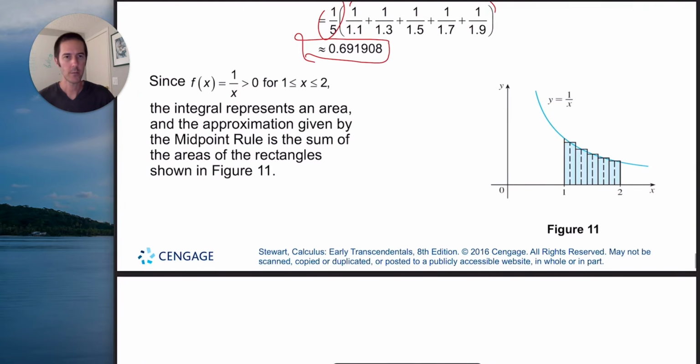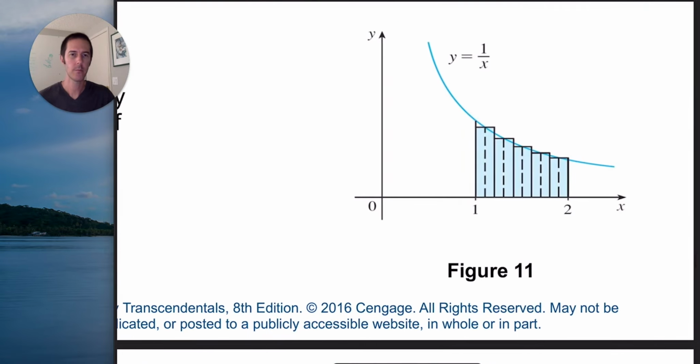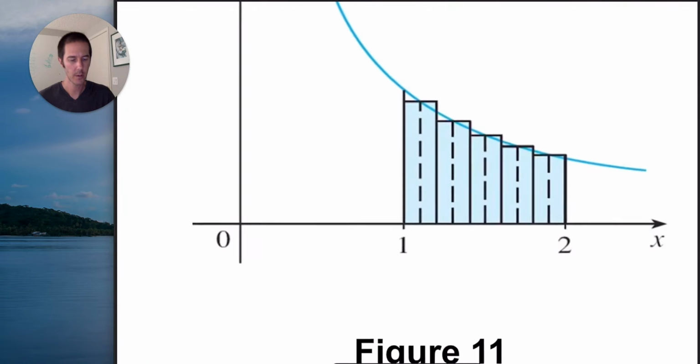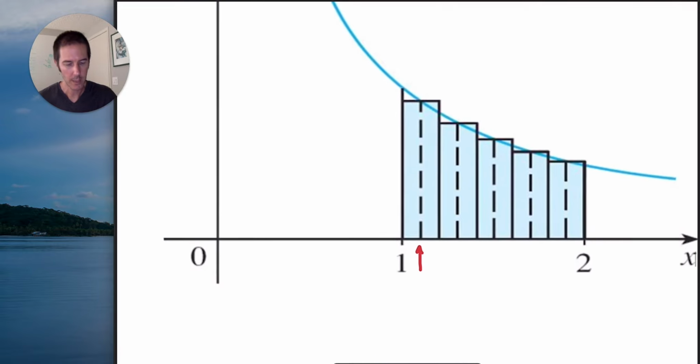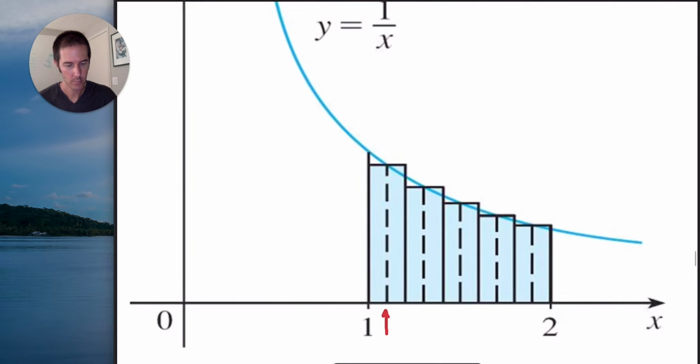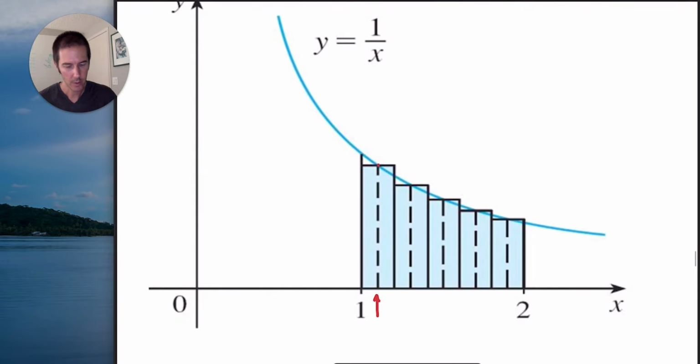And there's the graphical representation of what it was that we were just doing. Notice that at an x coordinate of 1.1, we've plugged that into our function, y equals 1 over x, and we've gotten this point, and that point has a y coordinate, which becomes the height of that rectangle. And you can see it's really nice.